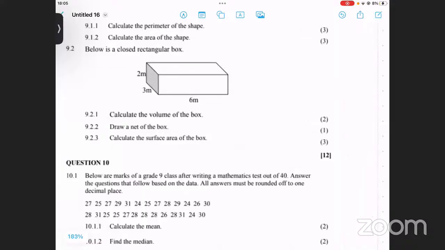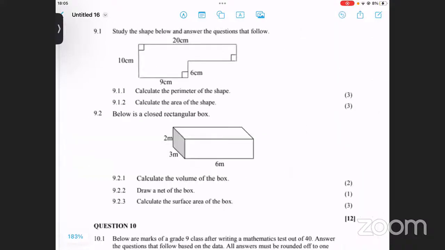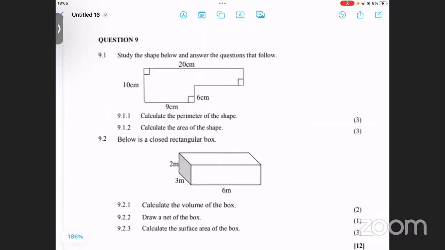Okay, are you guys able to see the screen? No, ma'am. No? Yes, ma'am. Okay, perfect.